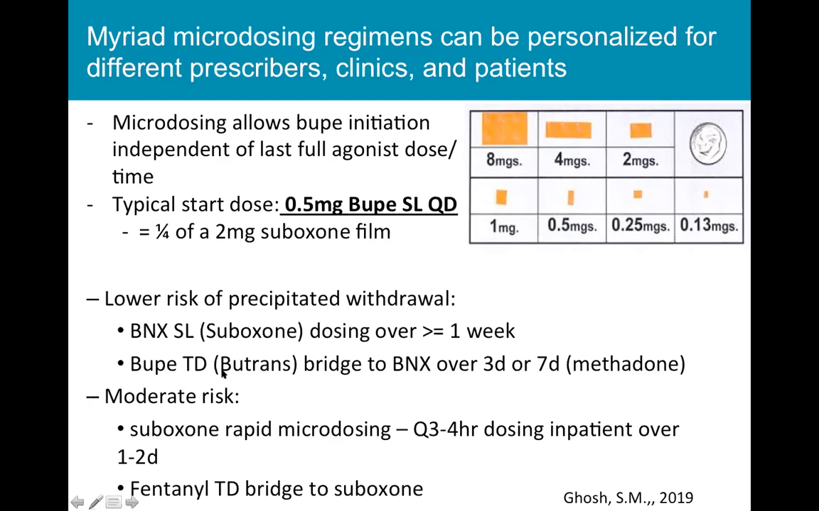Two of the regimens, which we're going to go into a little bit more detail, are one, Suboxone microdosing or bridging over a week, and then also microdosing or bridging using the buprenorphine transdermal version, either to Suboxone as an endpoint or to continue on Butrans or transdermal buprenorphine as an endpoint.